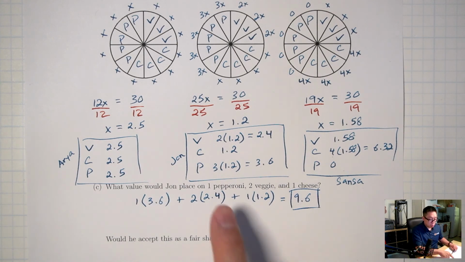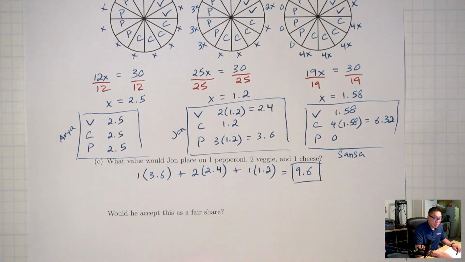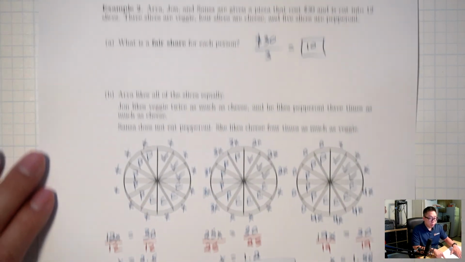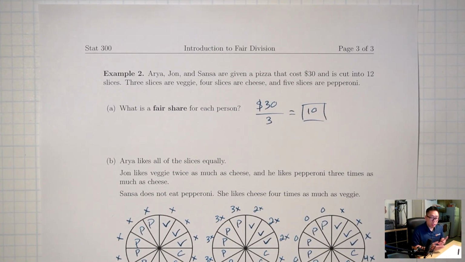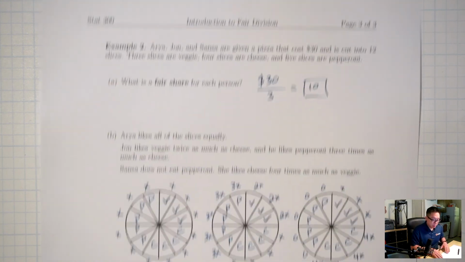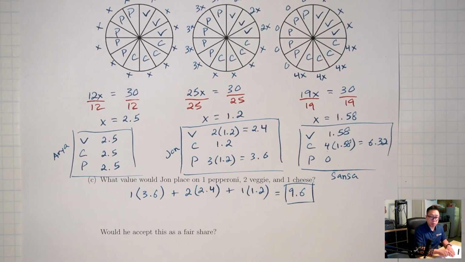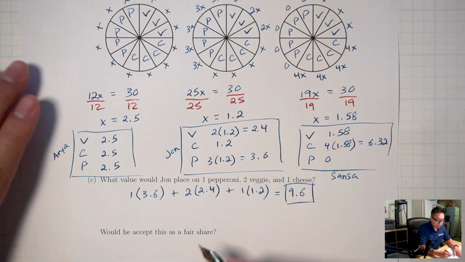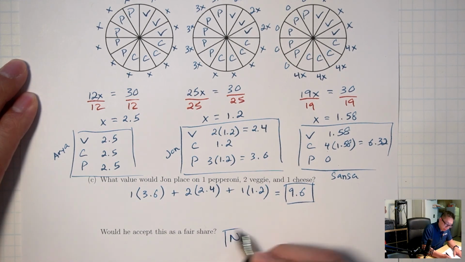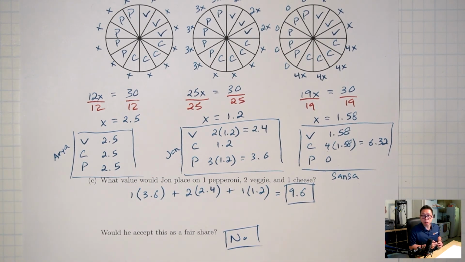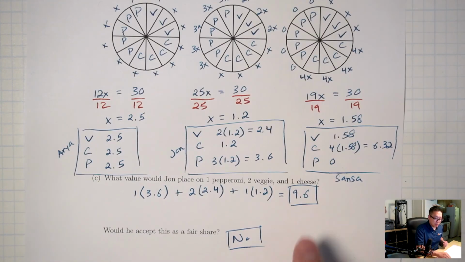So if we gave John 1 pepperoni, 2 veggie, and 1 cheese, in his eyes, he got $9.60 worth of pizza. Would he accept this? Go back to the fair share. So fair share, each person deserves $10 worth of pizza. If we gave him 1 pepperoni, 2 veggie, 1 cheese, he only got $9.6 worth of pizza. He's not going to be happy, right? So he deserves 10, but he only got 9.6. So he's not going to accept this as a fair share. Right? Because he deserves $10 worth of pizza. But he only got 9.6.